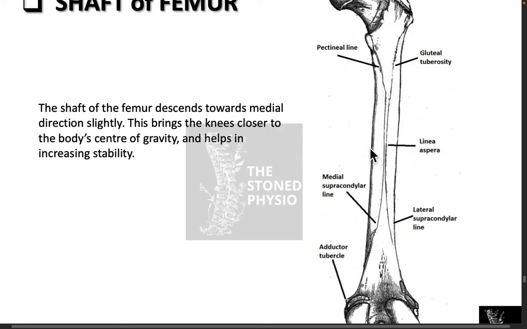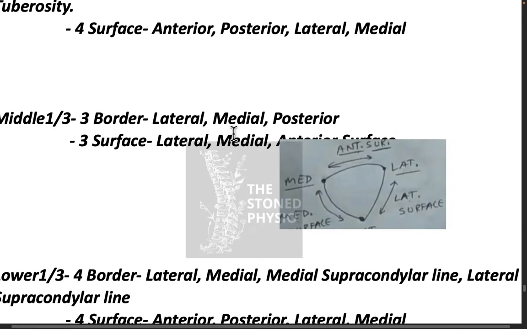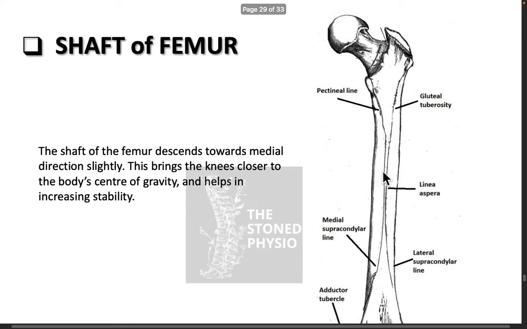Of course, we have three surfaces: the medial surface, the lateral surface, and the anterior surface. So we have three surfaces and three borders in the middle one third of the femur. We had four borders and four surfaces in the upper one third, three borders and three surfaces in the middle one third, and we have the linea aspera.